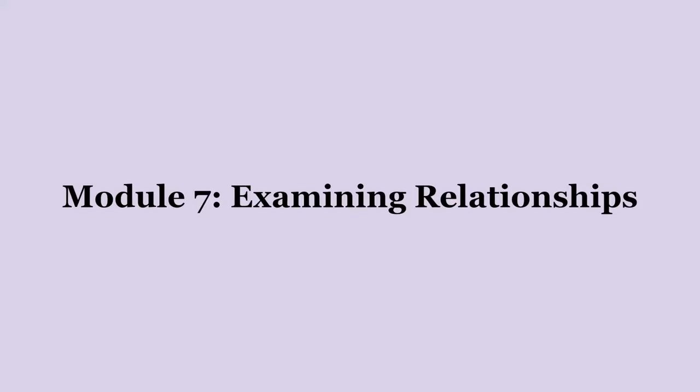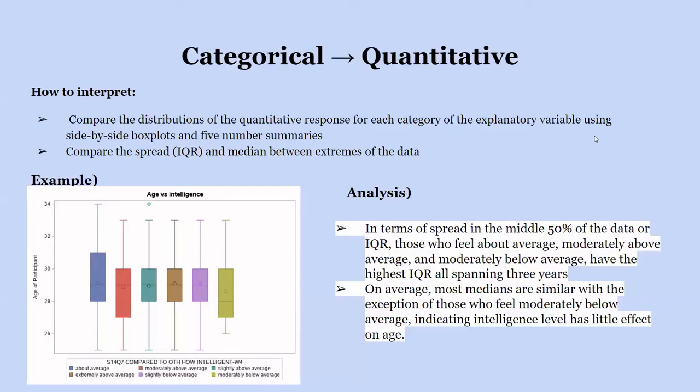We will now be moving on to Module 7, which was examining relationships. In this case, the explanatory variable is categorical and the response is quantitative. To interpret this, you want to construct side-by-side box plots and compare the spread, IQR, and the median between the extremes of the data.